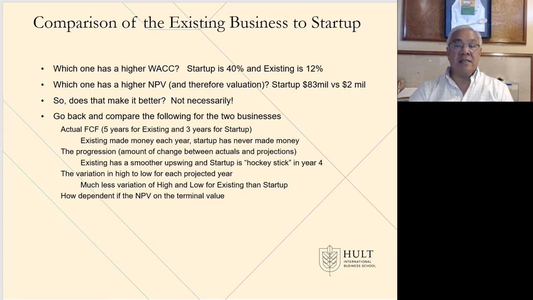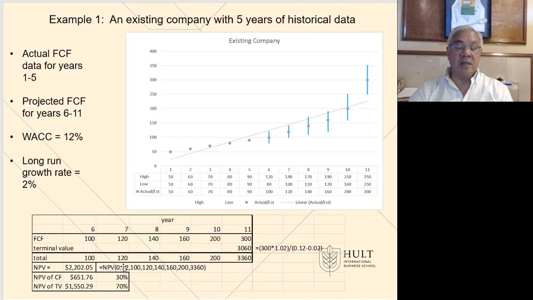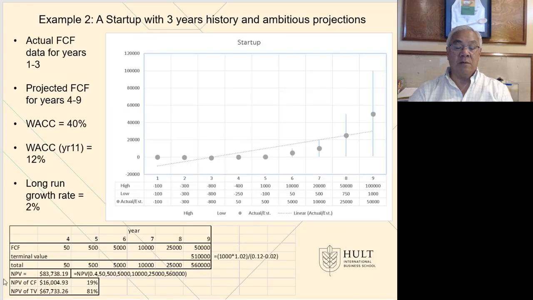And how dependent is the net present value on the terminal stage? In the first case, as we mentioned, 70% of the existing company's net present value is from selling the company. That sounds like a lot. However, when you look at the startup, 81%. So put it very bluntly, you're betting everything that the company that's a startup will be worth a lot of money at the terminal value. And you're really not expecting any value for you as an investor coming from holding the business.